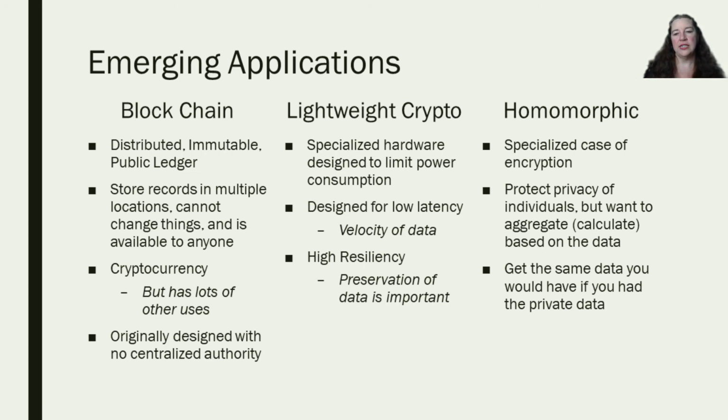Homomorphic is a specialized case of encryption that is designed to protect the privacy of individuals, PII, but wanting to aggregate or calculate based on that data. If I had a collection of data and I wanted to pull out all of the PII, but I still wanted to find out how many people in the group were over the age of 65. If I don't have the PII, how do I get that? Homomorphic encryption will allow you to get the same calculation aggregate out of the data without making the data public. So it's designed to protect the privacy or PII of your data and still get the aggregations or calculations that you wanted from that data without releasing it.